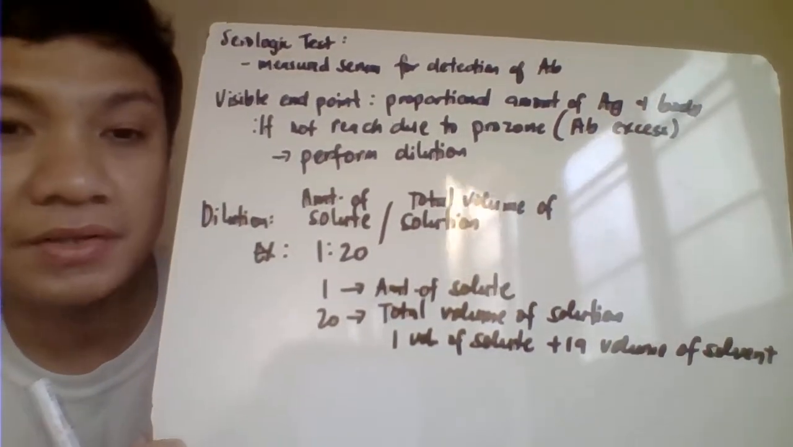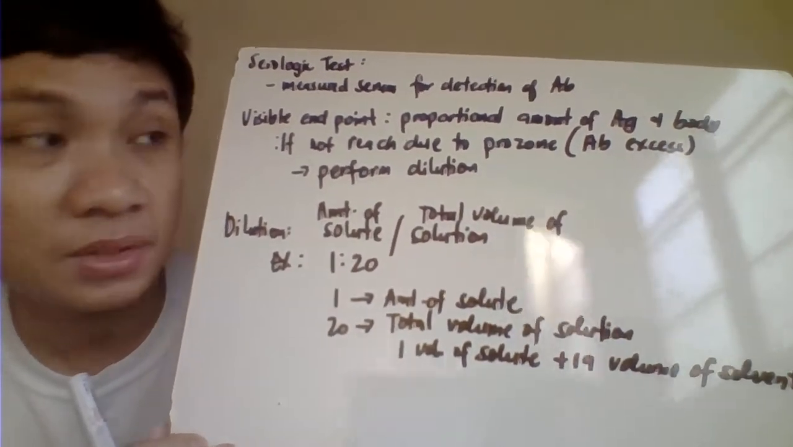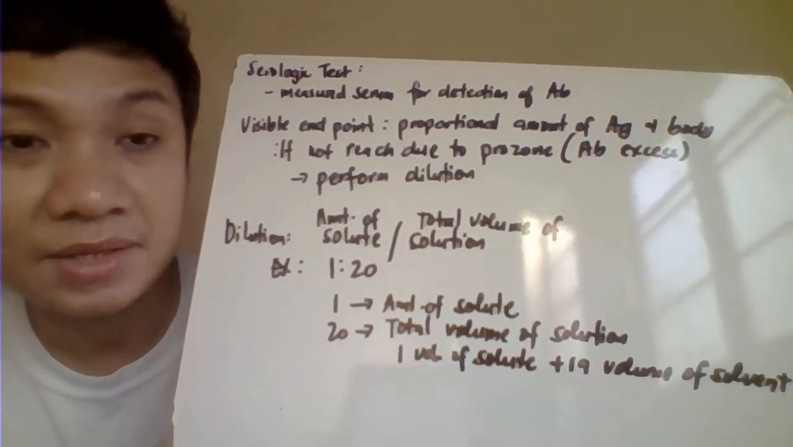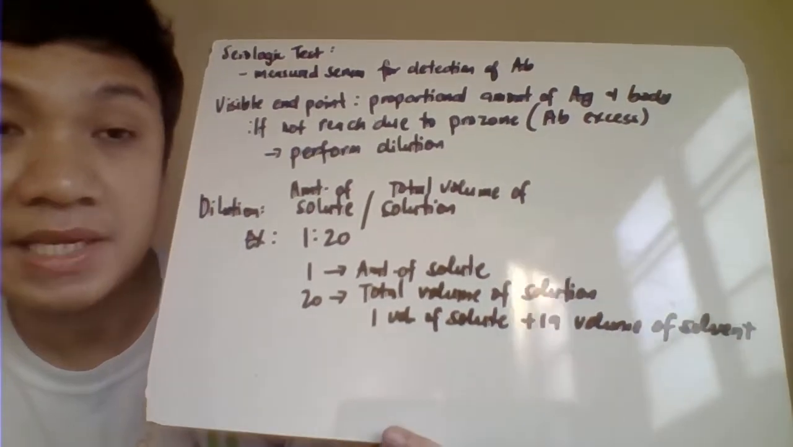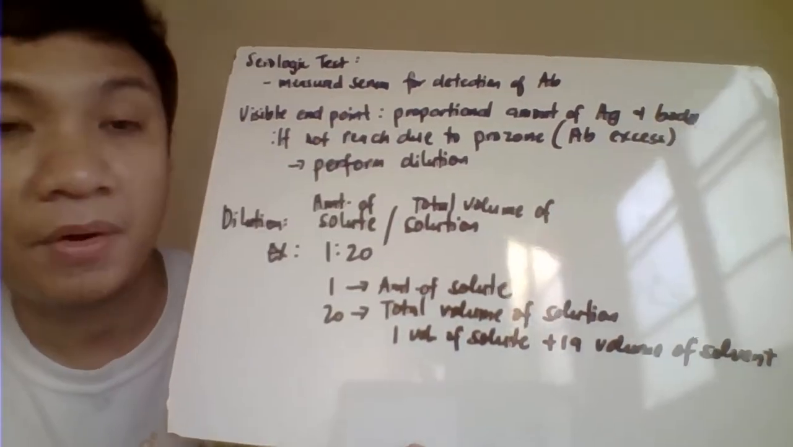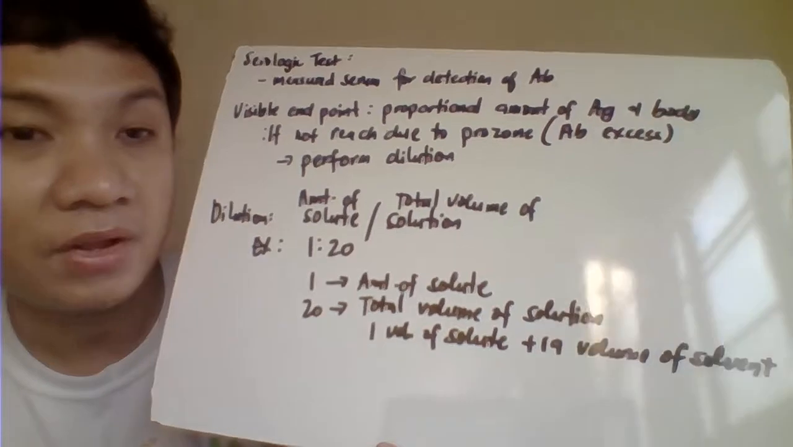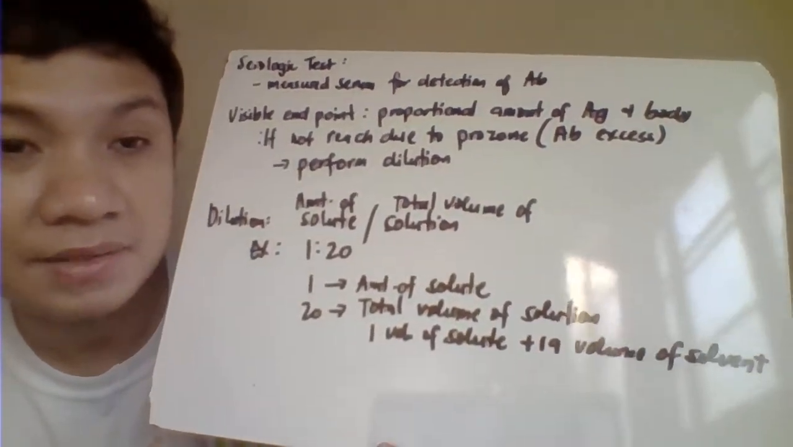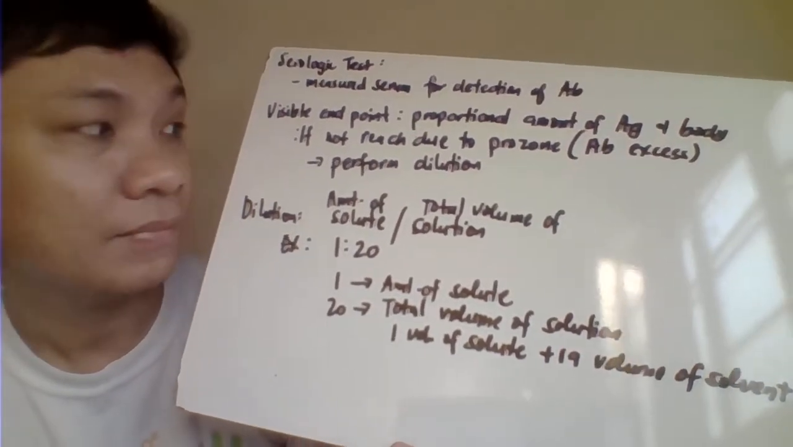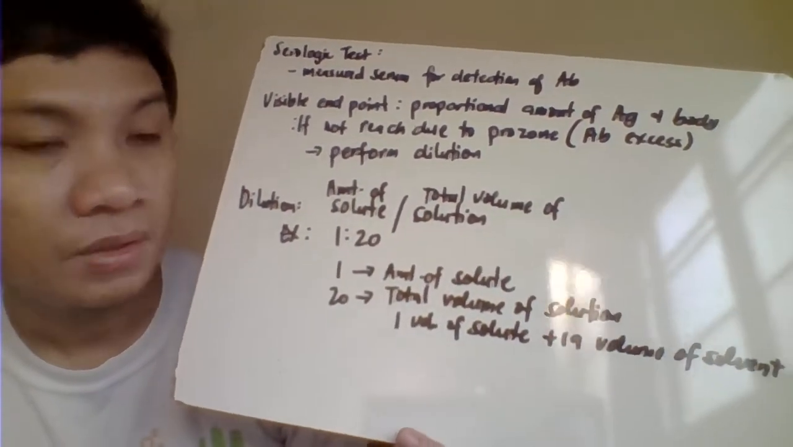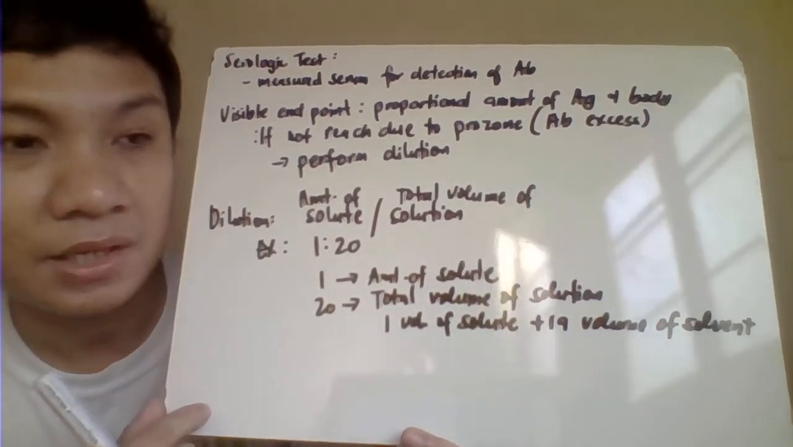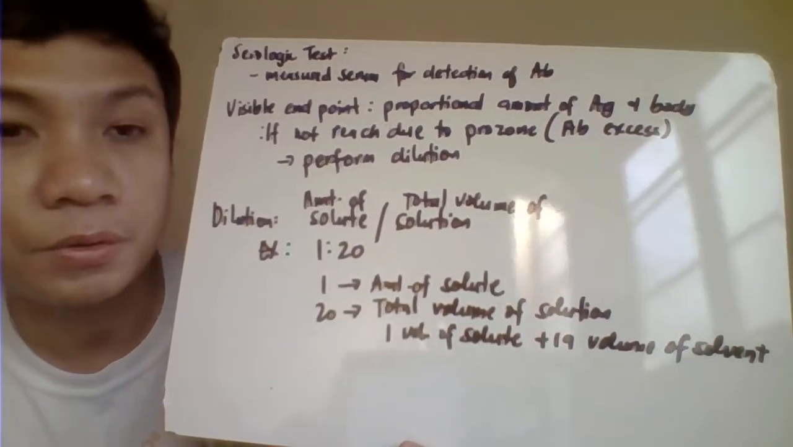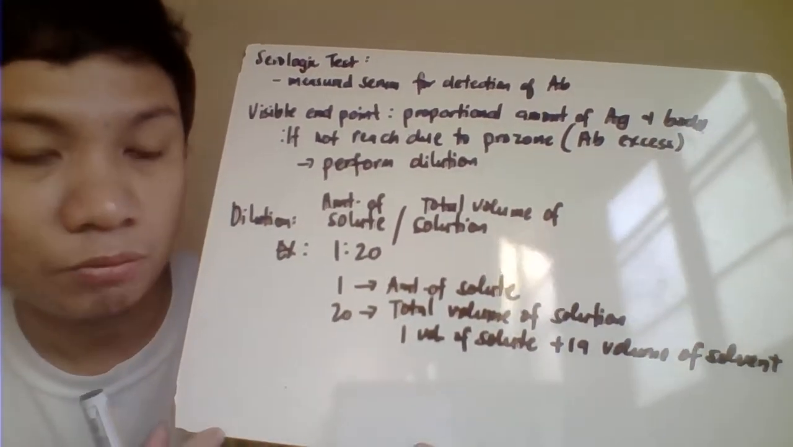For example, if you carry that out in the prozone, the prozone is characterized by excess of the antibody with respect to your antigen reagent. You can still reach your visible endpoint like agglutination reaction, precipitation, or flocculation, but you need to dilute your sample because you have excess antibody. So you perform the dilution. Dilution here is taken as the amount of your solute, or the volume of your solute, over the total volume of your solution.